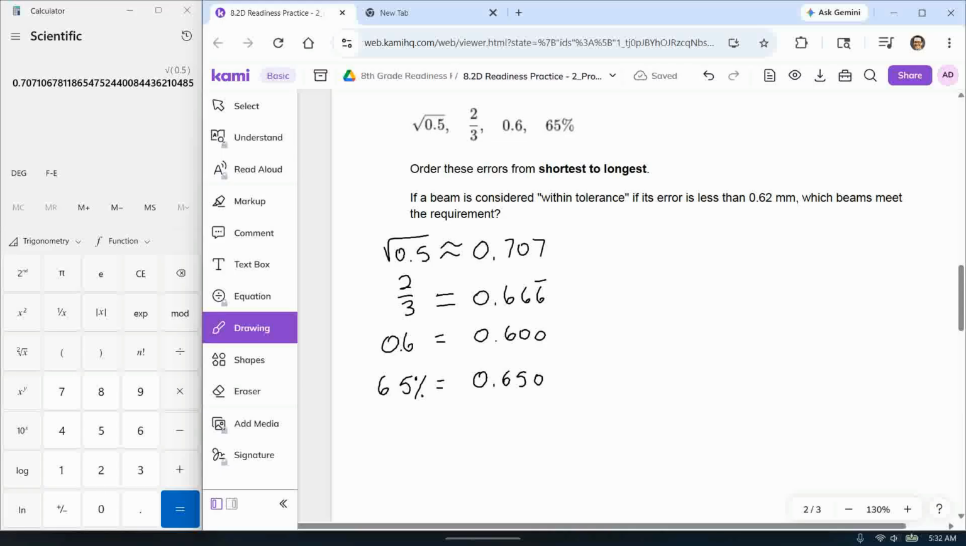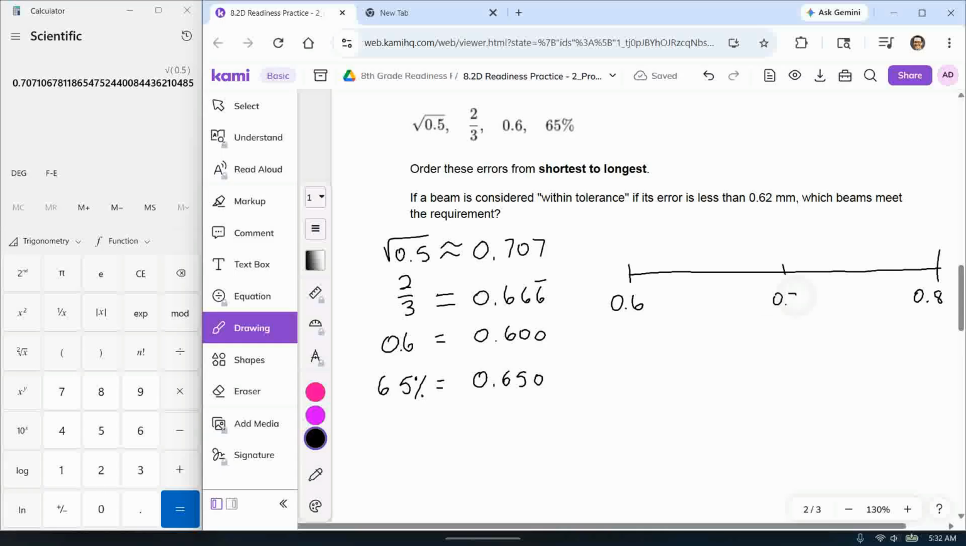All right, so we're going to go ahead and put our number line here. And it looks like we're going from 0.6 to above 0.7, so we need a little bit of a bigger number line here. So we're going to put 0.6, and then let's put 0.8, with a midpoint of 0.7. Just looking at that, the square root of 0.5 is already going to be above. That's going to be 0.707, or square root of 0.5.